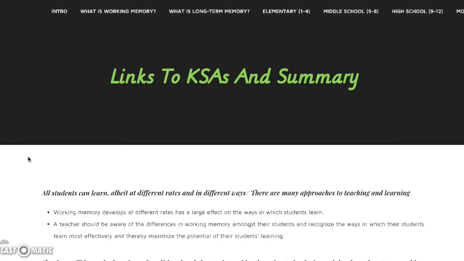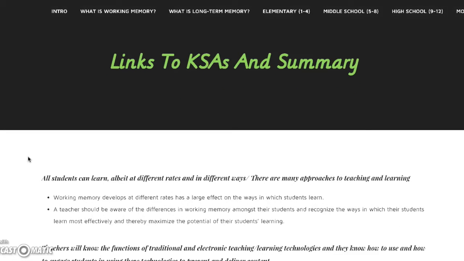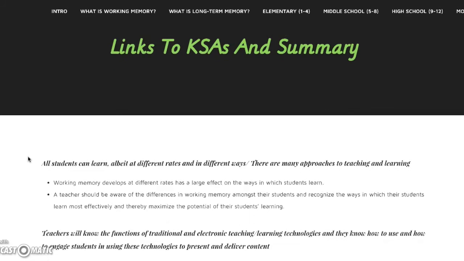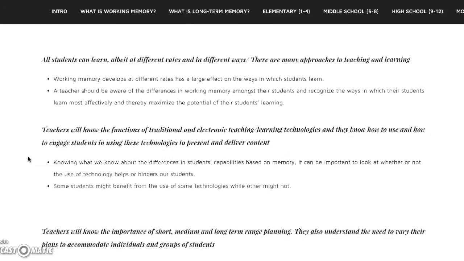In this last section, we want to look at some of the links to key essays and a little bit of summary along with that. All students learn, albeit at different rates and in different ways, and there are many approaches to teaching and learning. We wanted to remind you that working memory develops at different rates in different students and has a very large impact on how students learn. As teachers, we should be aware of the differences in working memory amongst our students and plan accordingly.